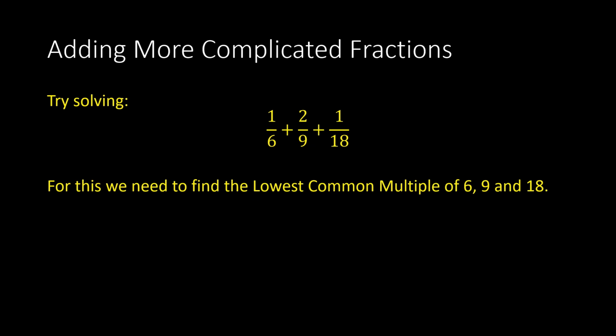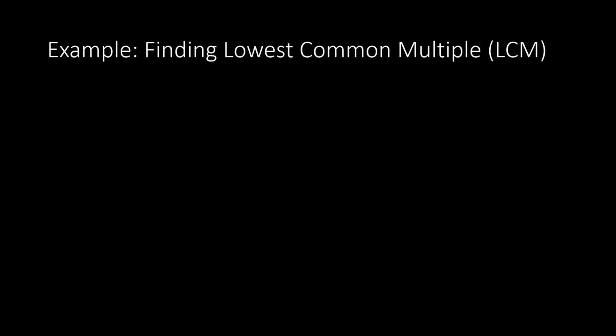In order to do this, we need to find the lowest common multiple of 6, 9 and 18. Recall that the acronym for the lowest common multiple is LCM. The LCM of two or more numbers is the smallest number among the common multiples. So, let's now try to find the LCM of 6, 9 and 18.